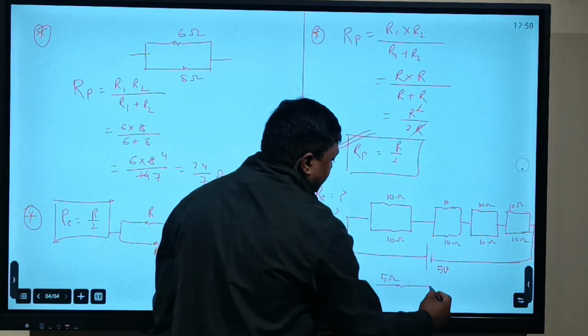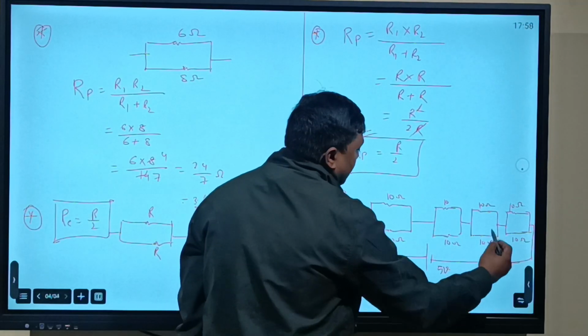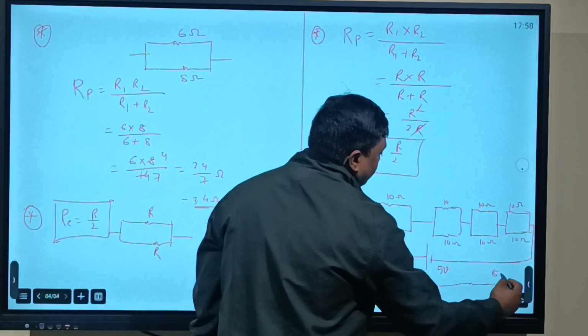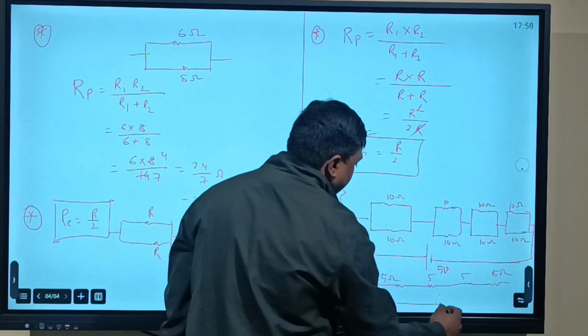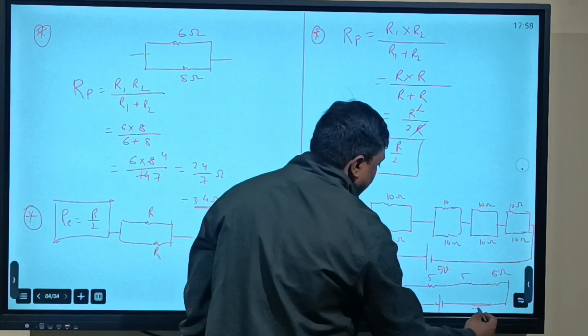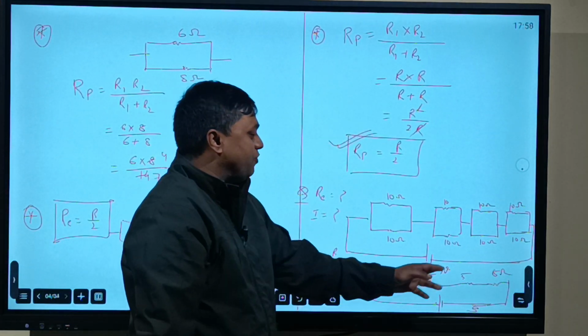Similarly this will be 5 ohm. Similarly this will also be 5 ohm. Again this will be 5 ohm. Okay? 5, 5, 5, 5. And this is connected to what? 5 volt.